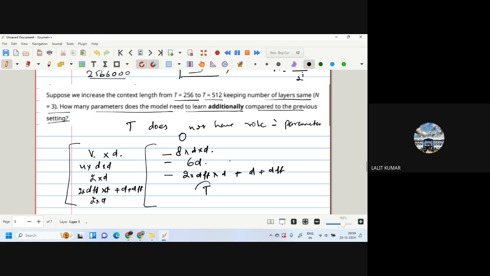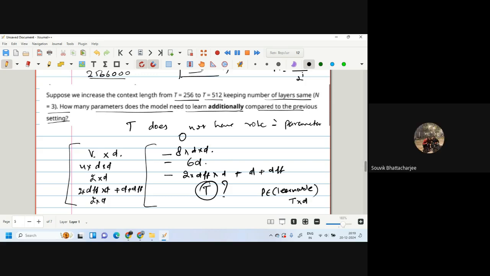So anywhere do we see T here in the parameters? T does not play any role in the number of learnable parameters, other than if they give a PE learnable. Only there T will play a role.